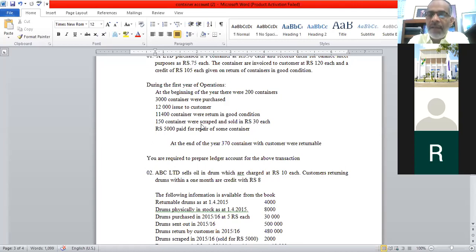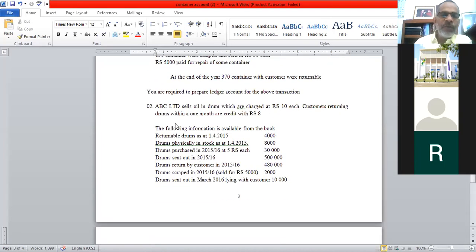Say for example, invoice price 100. I am charging you 100. I am giving 10 containers. Therefore, your account will carry 1000. When you return it, I will give you 70. Therefore, when you return 10 containers without any damage, 10 multiplied by 70, 700 will be recorded in your accounts. Okay, right.